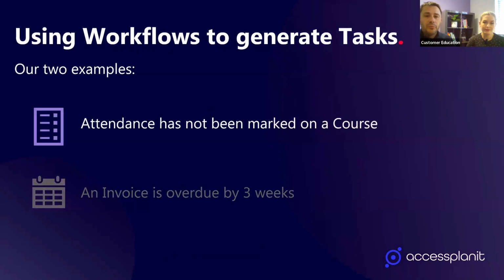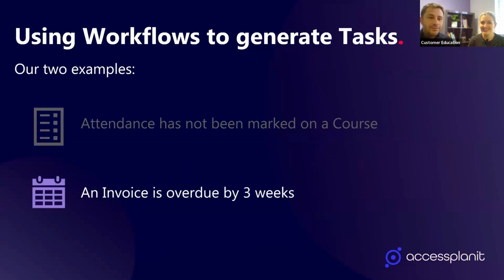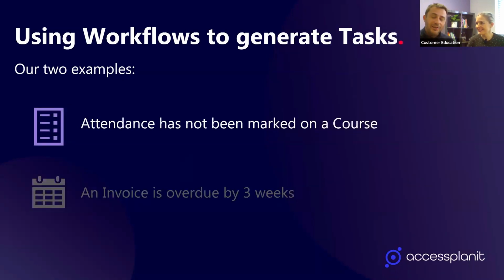So the 2 examples we'll be going through are attendance has not been marked on the course. This task is for an admin to chase up attendance being marked on the course. Without this, courses could slip through the net and your delegates could be missing certificates or surveys.